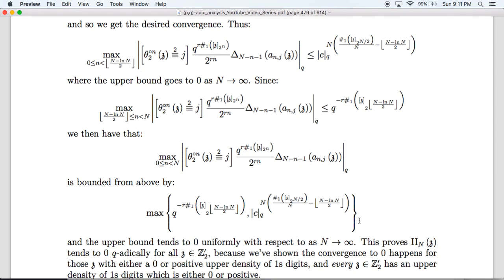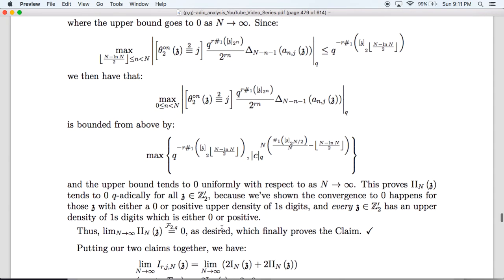So now we've shown that 2n of z goes to 0 q-adically for all z in Z2 prime, because every such z either has a positive upper density of 1's digits or has a 0 upper density of 1's digits. So that shows that 2n converges to 0 with respect to our frame.